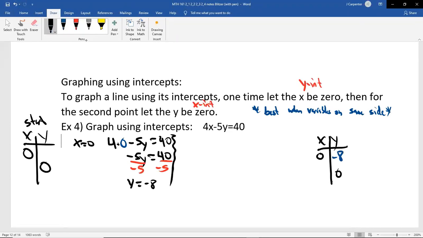Now let's start over, start from scratch. We're going to plug in y equals 0. So that's 4x minus 5 times 0 equals 40. 5 times 0 is 0, minus 0 does nothing, all that just goes away. Again, the strength of plugging in a 0. So we get 4x equals 40. Divide both sides by 4, and we get x equals 10.